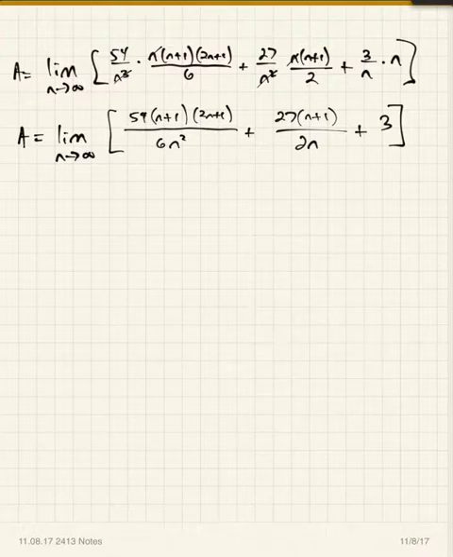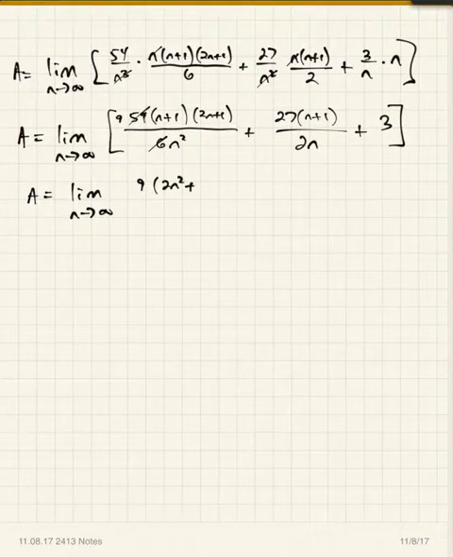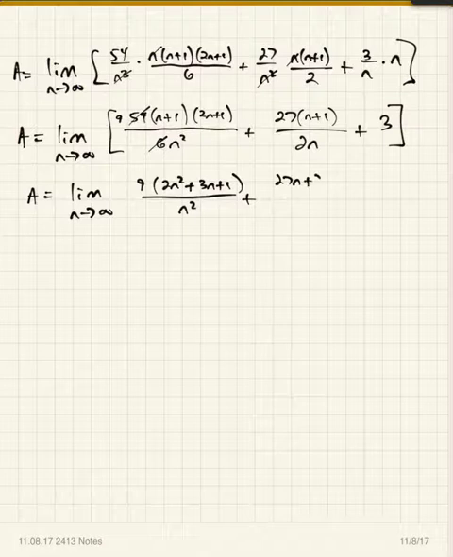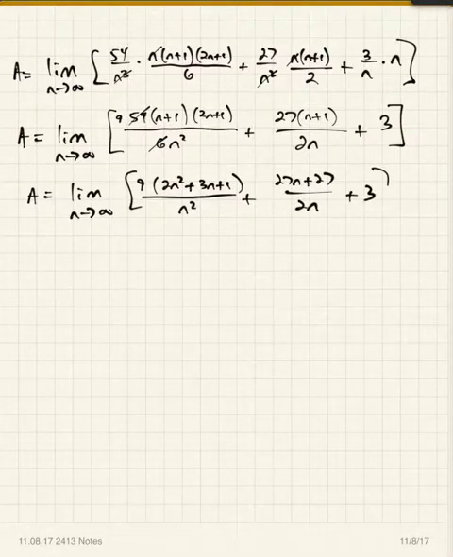All right, the 54 and the 6 divide out, and leave you simply with a 9, so that's convenient at least. And so the area here would be the limit as n goes to infinity of 9 times 2n squared plus 3n plus 1 over n squared, plus 27n plus 27 over 2n, plus 3. Whew.